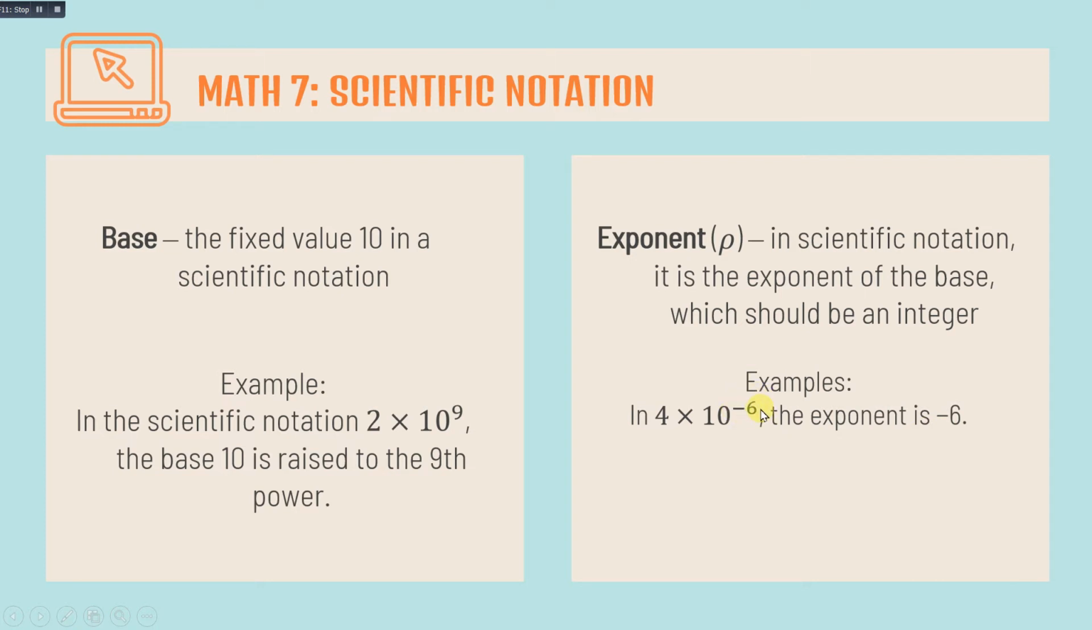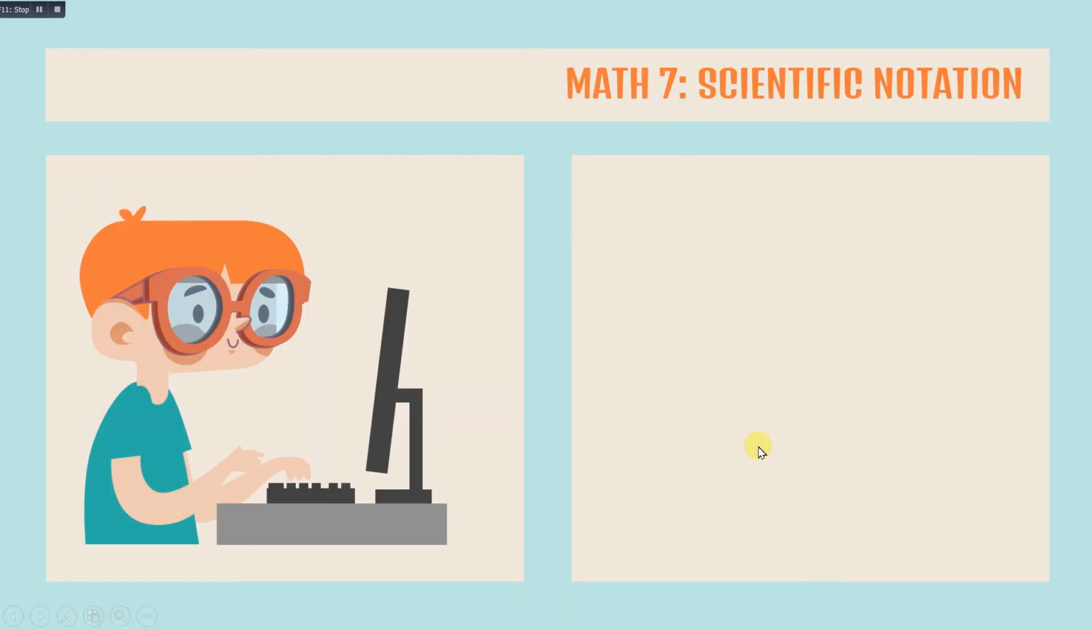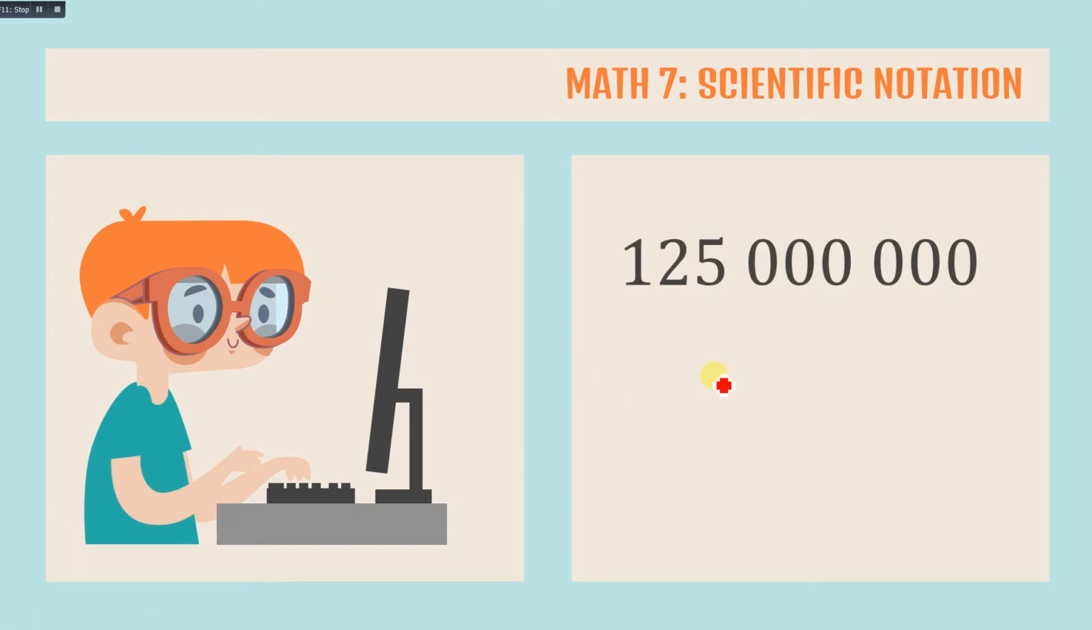See this example. We have the given 125 million. To write this number in a shorter form, we can just write 1.25 times 10 to the power of 8. Why is that? We have here the imaginary decimal point. There is always a decimal point on the right side of the ones place. So we move the decimal point from the right going to the left.